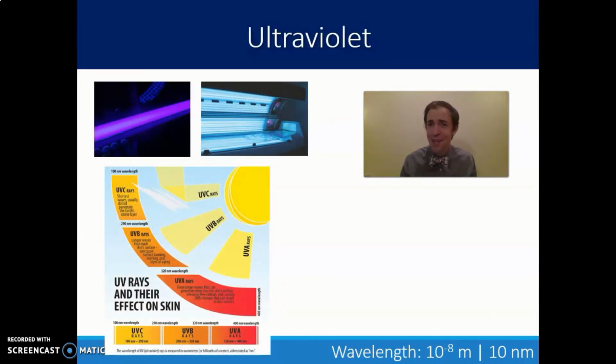Now, the next most energetic is something that we are starting to experience more of on an everyday basis. Ultraviolet light is the same light that we get from the sun, in addition to some of the visible light that we see. Now, ultraviolet light is what's responsible for you getting tan. It's also what's responsible for you getting sunburn or skin cancer later on.